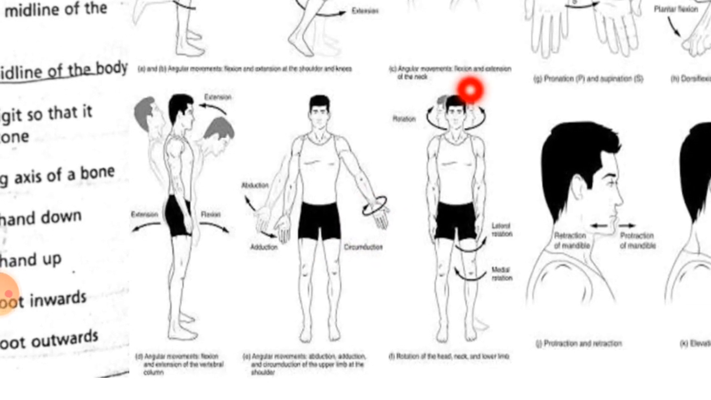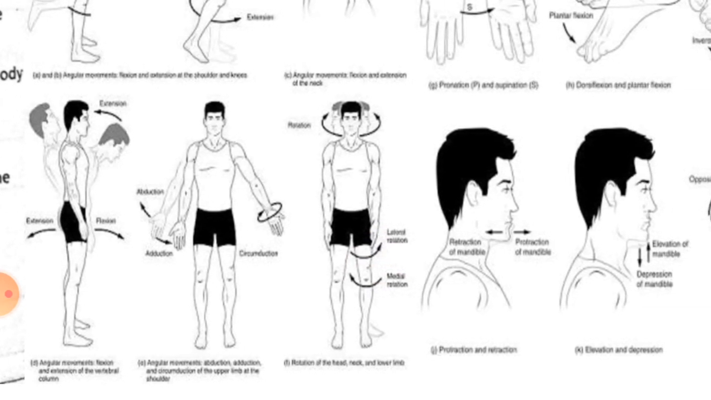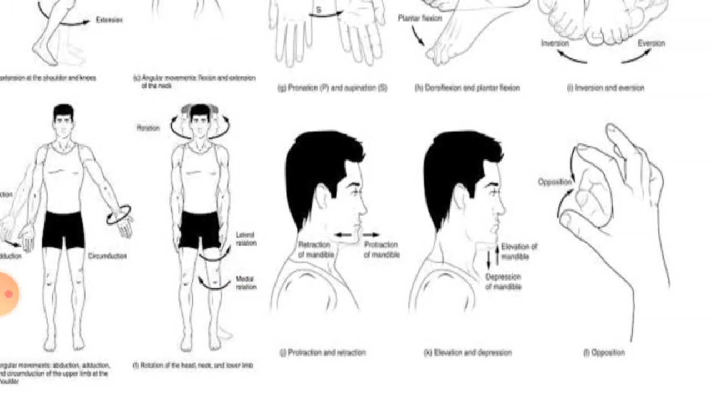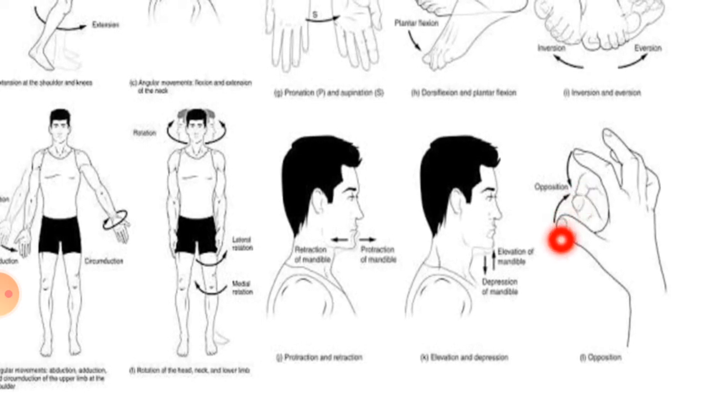Okay, this is the rotation around the neck, rotation of your head, and this is also rotation at your hip joint. Sorry, this one is at your knee joint. And this is the opposition of your thumb that occurs at the saddle joint, which is your thumb joint.